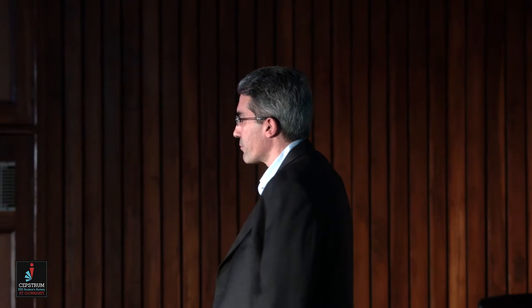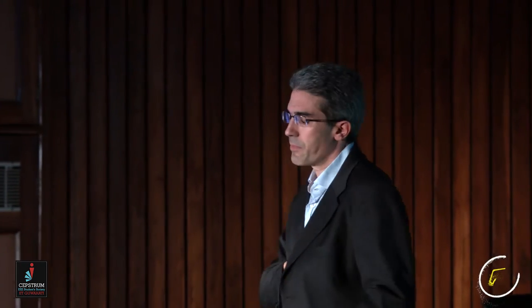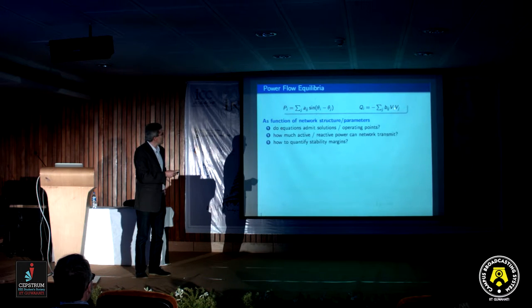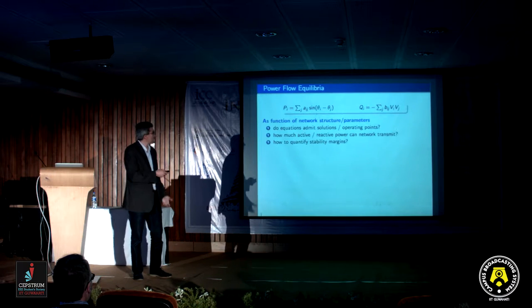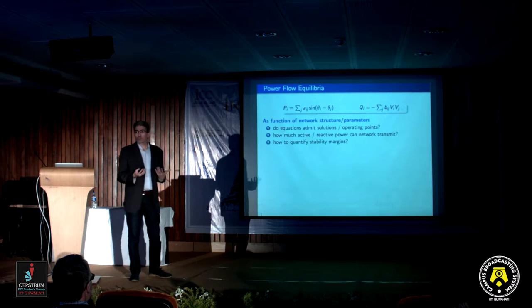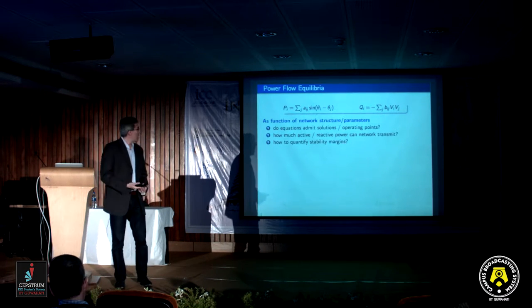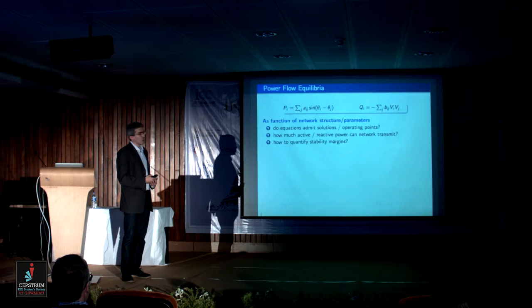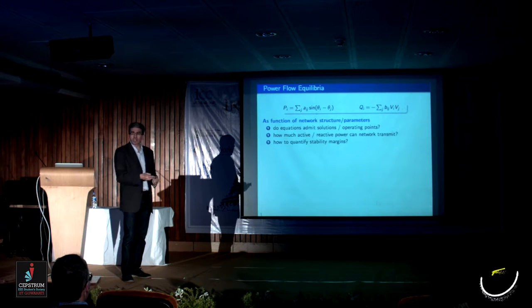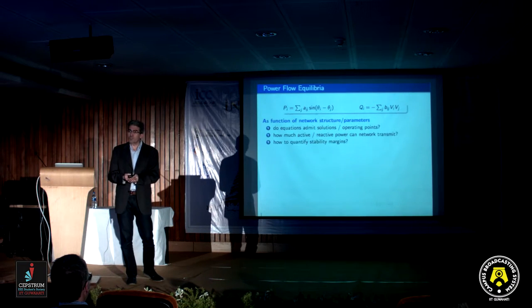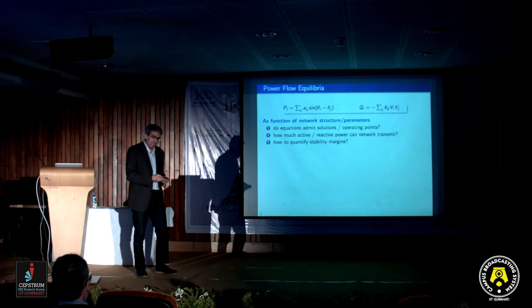Now, I'll give you a similar interpretation for the reactive flow in a second. Let me talk some more about the problem. What is it that I want to do? So these are the two equations. And I want to understand, as a function of the network parameters, which are essentially just the Aij here and the Bij there, whether those equations admit a solution, which is going to be called an operating condition for the power network. And then I want to understand whether that's stable. How far am I from stability margins, from the point where that solution disappears? I also want to understand, how much power can I transmit? What's the maximum amount of power in some sense that I can transmit?